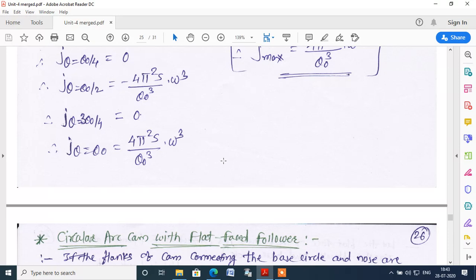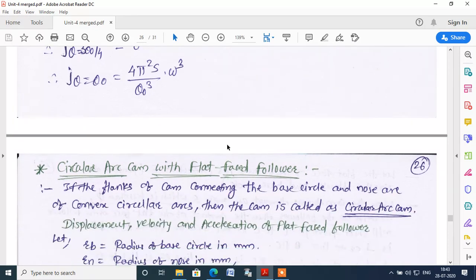So this way we have to get the equations of displacement, velocity, acceleration and jerk for all the motions, that is uniform velocity, simple harmonic motion, uniform acceleration and retardation motion, and last one is cycloidal motion.